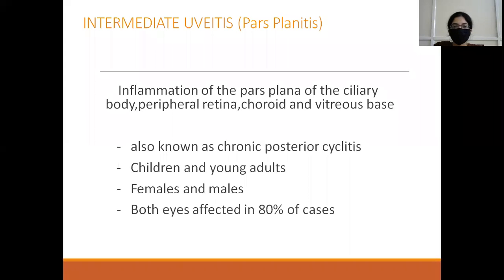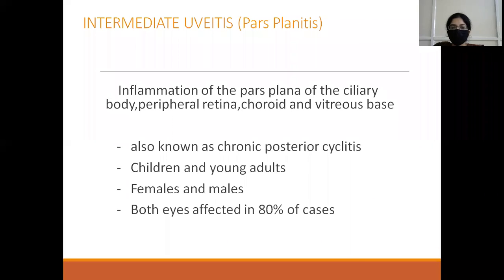So, talking about intermediate uveitis, it involves the pars plana part of the ciliary body, the peripheral retina, choroid, as well as the vitreous base. The inflammation of all these parts falls under intermediate uveitis, also known as pars planitis, mainly.